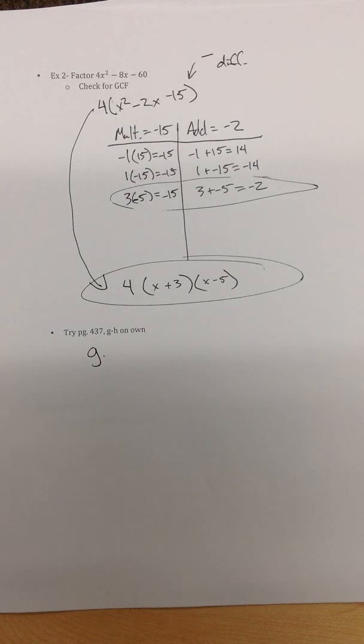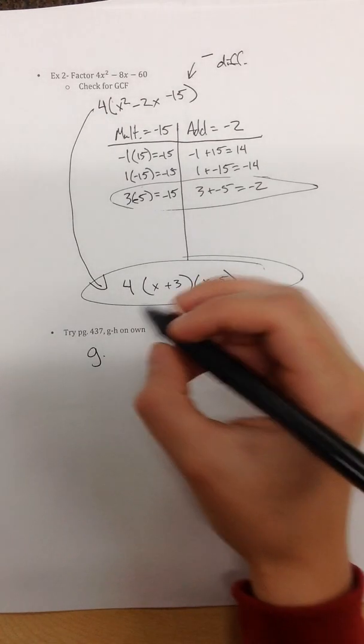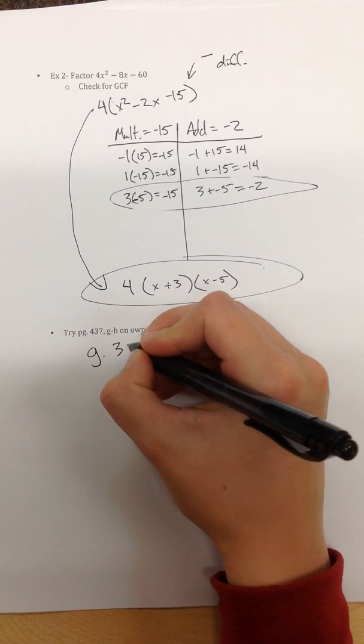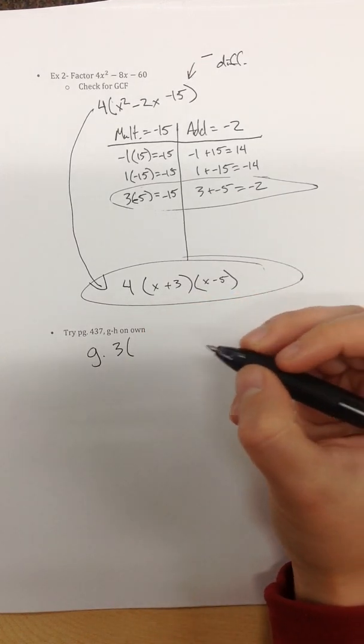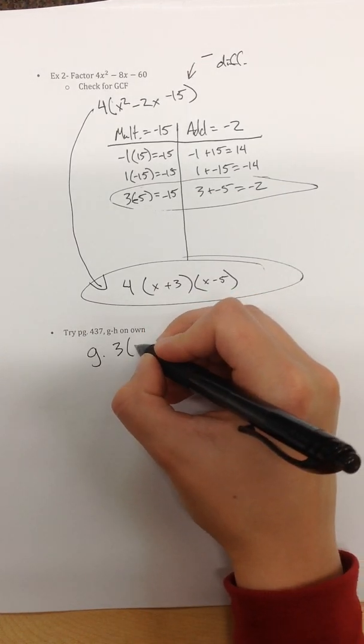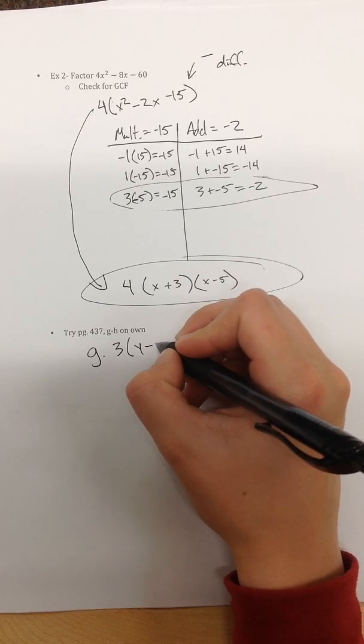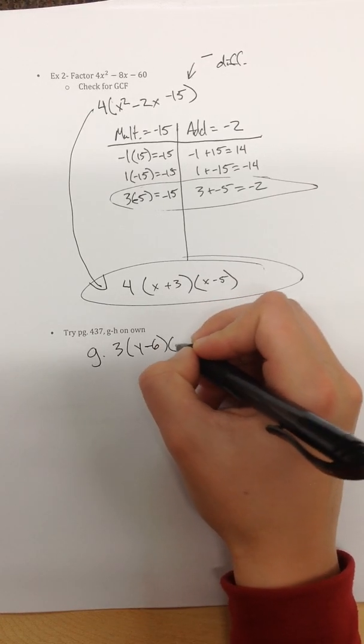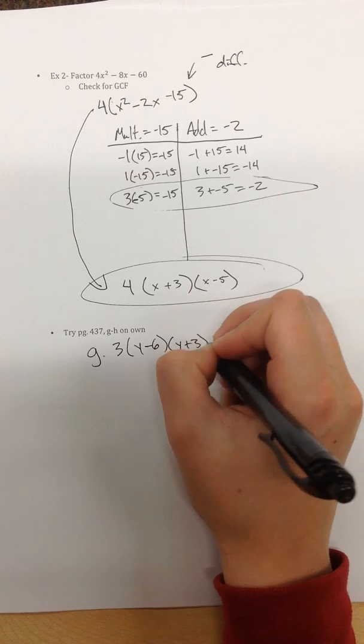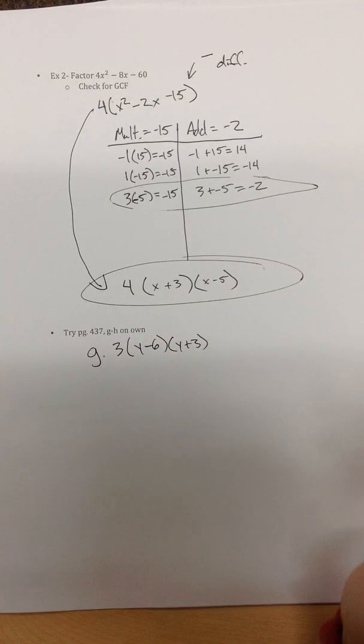So G, they got 3 out front, so they pulled out a greatest common factor of 3 from everything. And then when they factored out what was left, they got y minus 6 and y plus 3. So you can think, okay, I know I've got a -54 divided by 3 would be, oh gosh, I'm going to have to use my calculator, 54 divided by 3, 18.